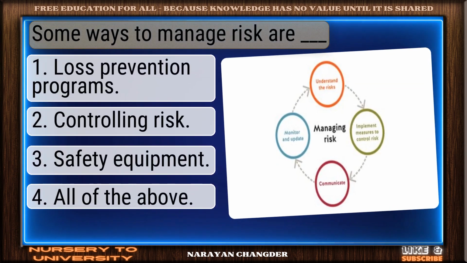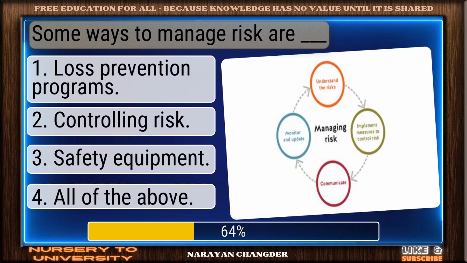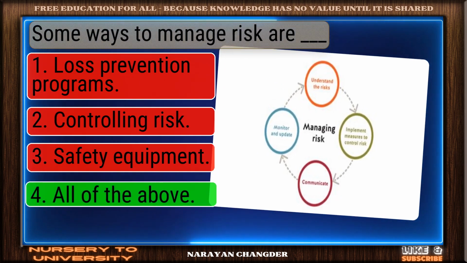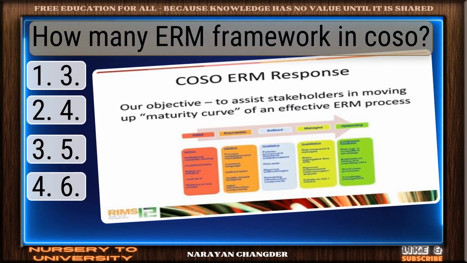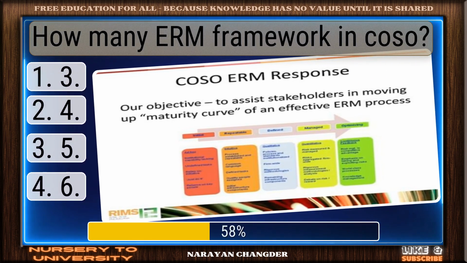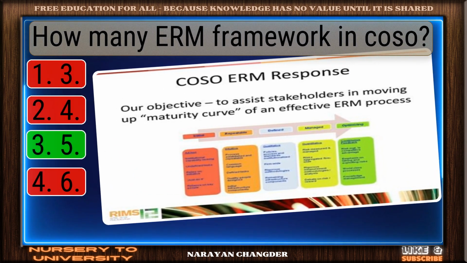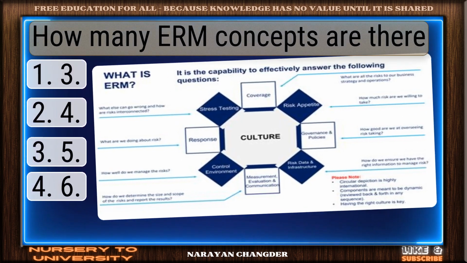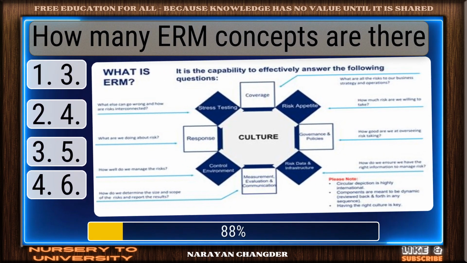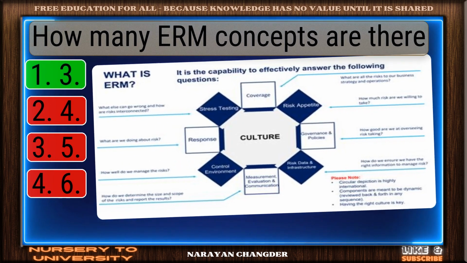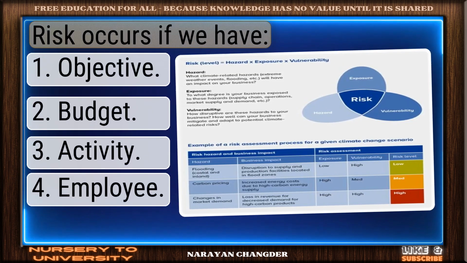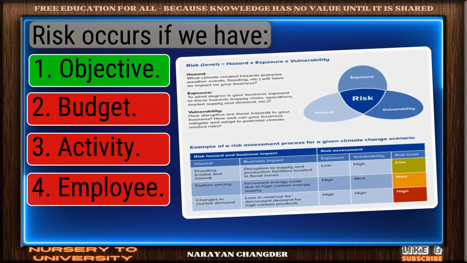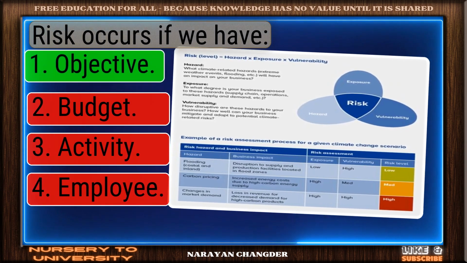Some ways to manage risk are dash. Solid response. All of the above is a valid choice. How many frameworks in COSO? Correct. 5 is the right answer. How many concepts are there? Great job. 3 is the accurate answer. Risk occurs if we have. You chose objective, and it is correct.